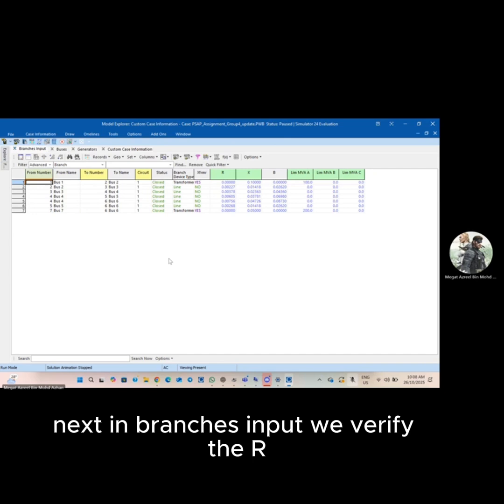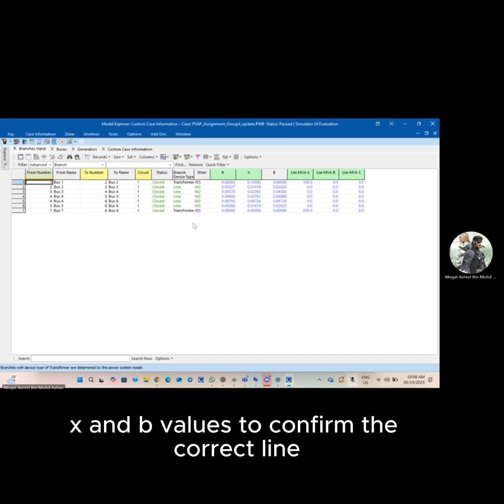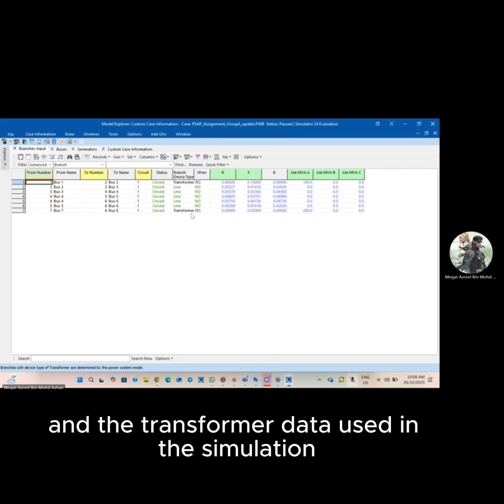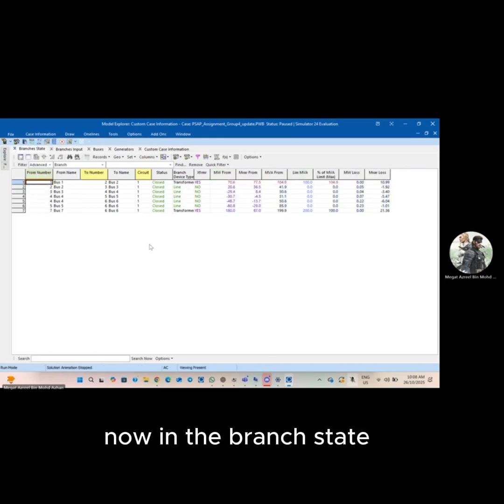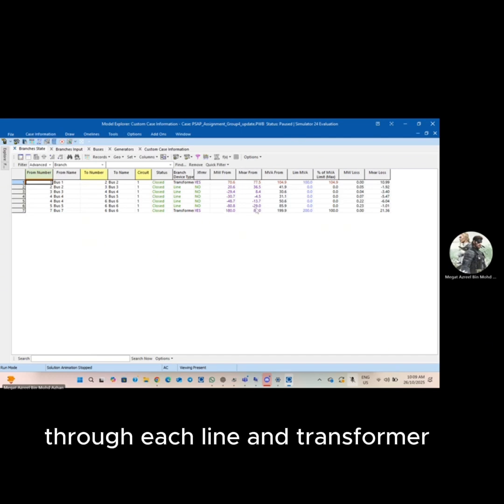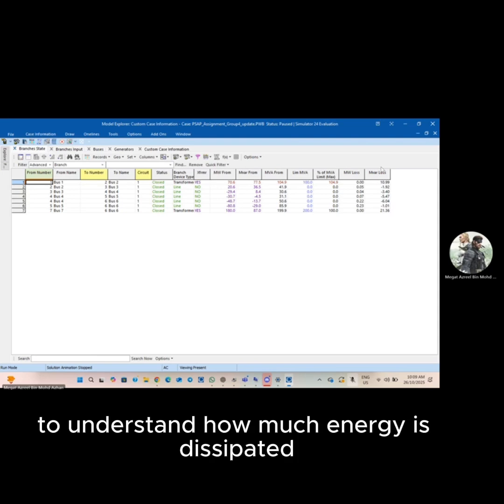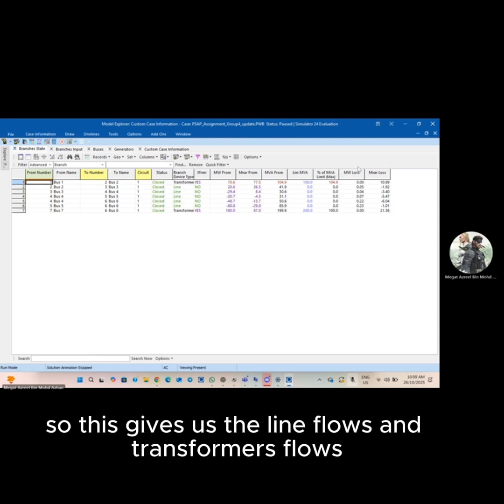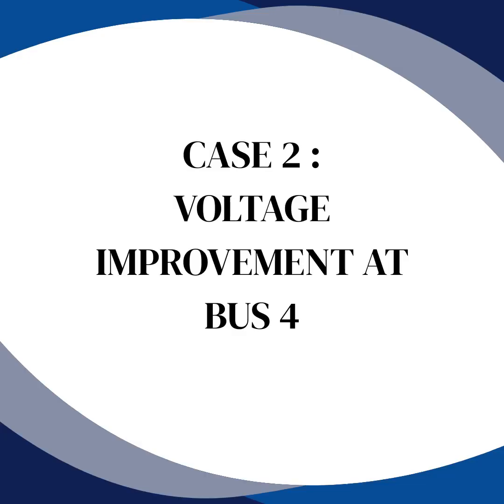Next, in branches input, we verify the R, X, and B values to confirm the correct line and transformer data used in the simulation. Now in the branches state, we look at the active and reactive power flow through each line and transformer, and also observe the power loss to understand how much energy is dissipated along the network. So this gives us the line flows and transformer flows.